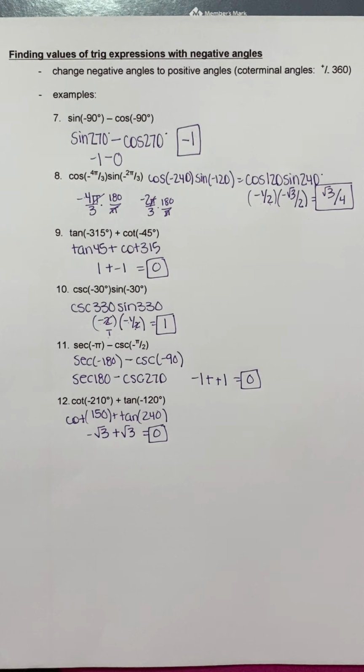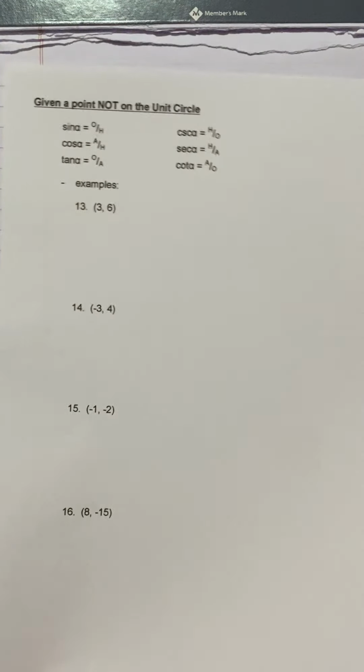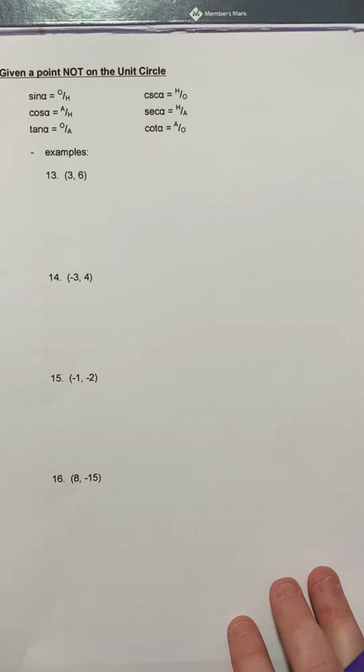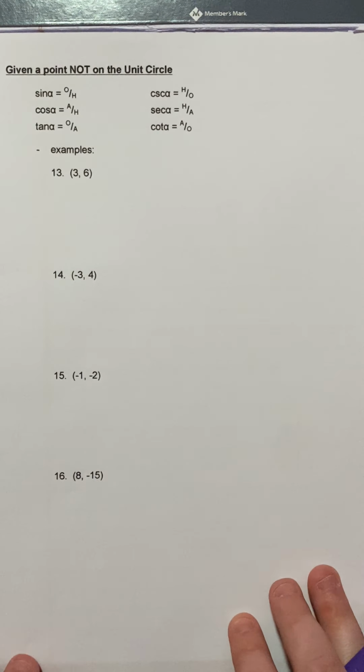So the basic idea here is if you have negative angles, convert them over to positive angles by adding 360. Then it becomes a problem just like we did earlier. All right, last problems right here. What happens if something is not on the unit circle? Well, if it's not on the unit circle, we got to go back and use SOHCAHTOA.